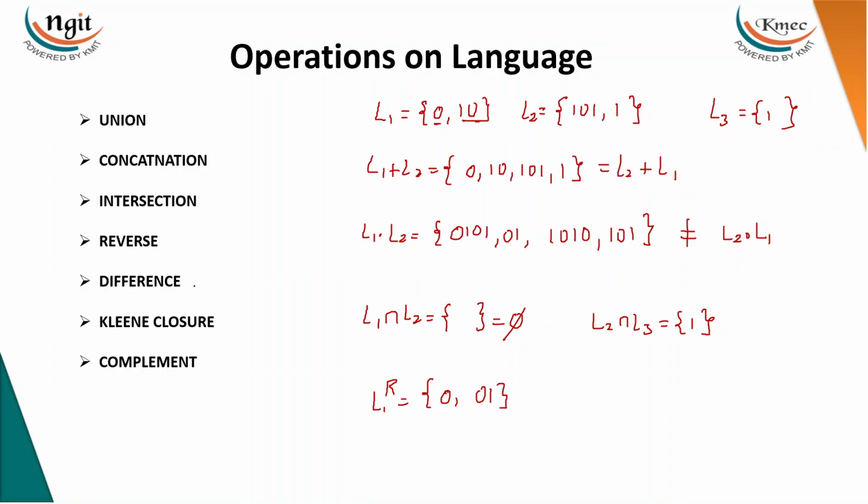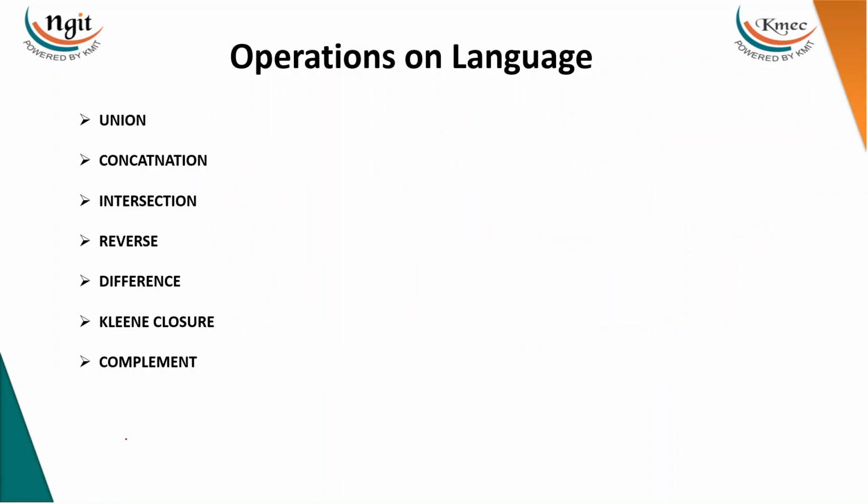Just perform the reverse of the strings. And difference is denoted with L1 minus L2. Reverse means L1 power R, intersection means L1 intersection L2, then L1 concatenation L2, L1 union L2, and L1 star, which we will discuss, and L1 complement or L complement, whatever it is. So then what is the difference? Let me explain with an example.